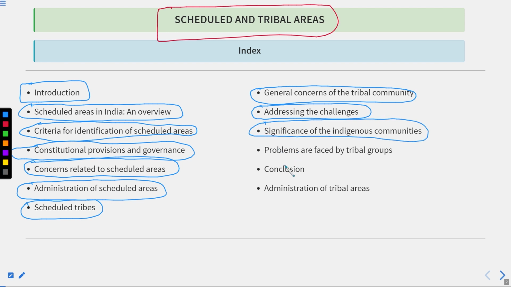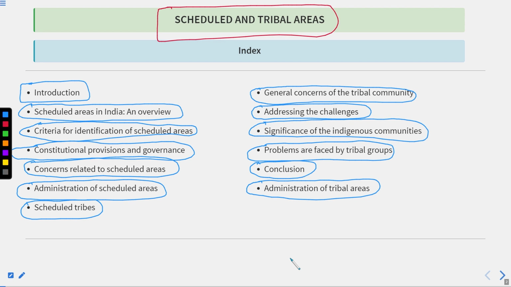Like what is the significance of them, why we are talking about them, what is the benefit that we are getting from them. Then the problems faced by the tribal groups, what are the problems they are facing, then the conclusion, and last is the administration of the tribal areas. So this is the schedule for the discussion.